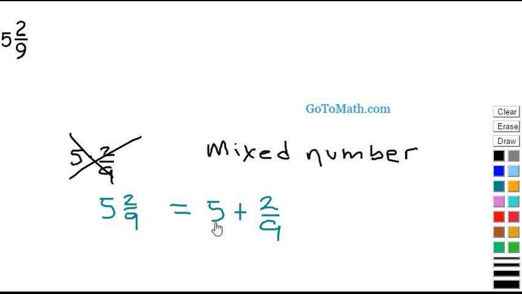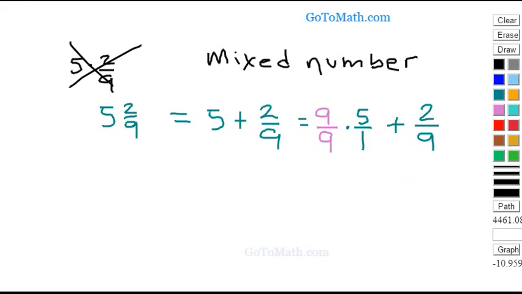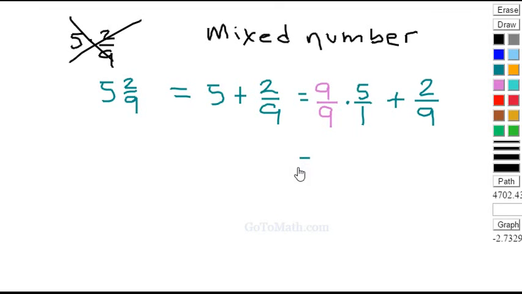Okay, which means that we're going to need to get a common denominator, and that's pretty easy because we're going to write 9/9 here times, right, and this 5 here can actually be written as 5/1. Okay, 5/1 plus the 2/9 that we have here. All right, so we always got to get a common denominator. So now we have 9 times 5 is 45 over 9 plus 2/9. Okay, we have a common denominator.